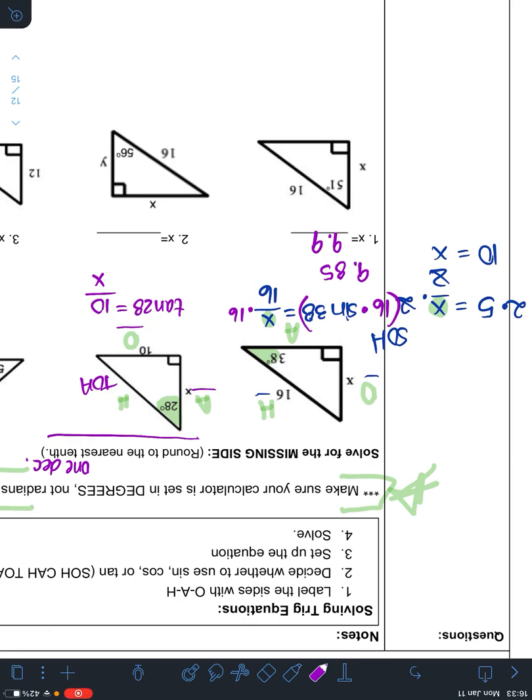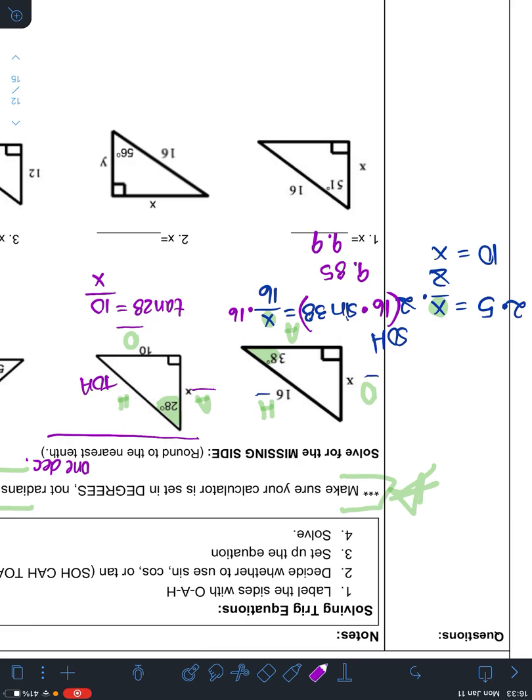Now, when you're showing your work, you need to write that statement down. You cannot do this in your head. You have got to write the tangent of 28 is equal to 10 over x. You've got to write that down on paper. Now, here's the problem. We need to get that off of the bottom.